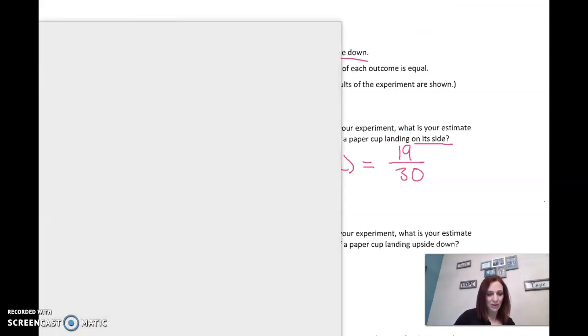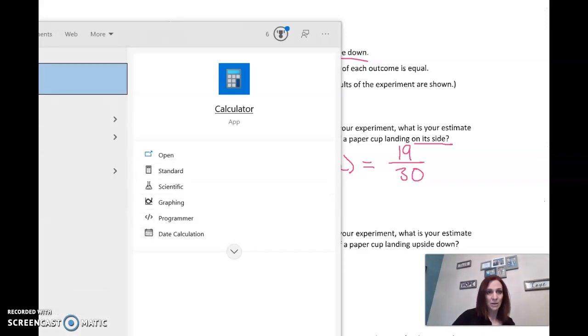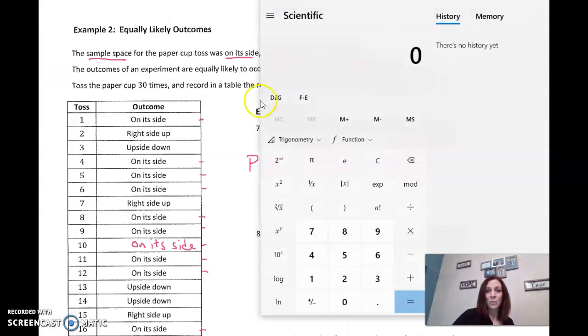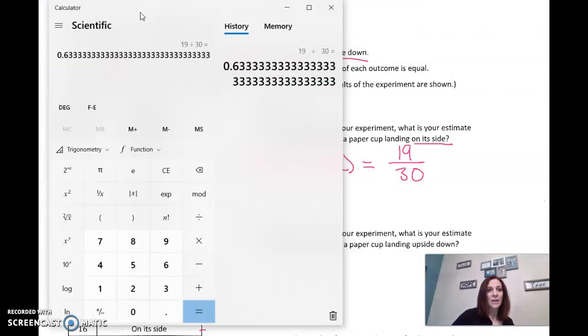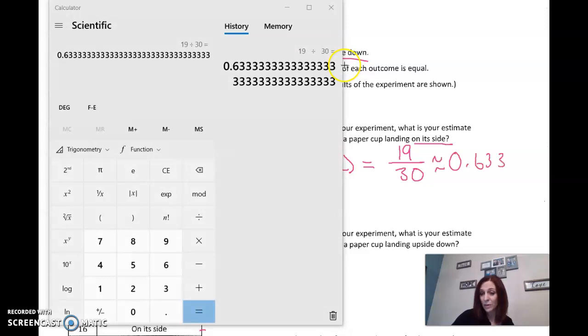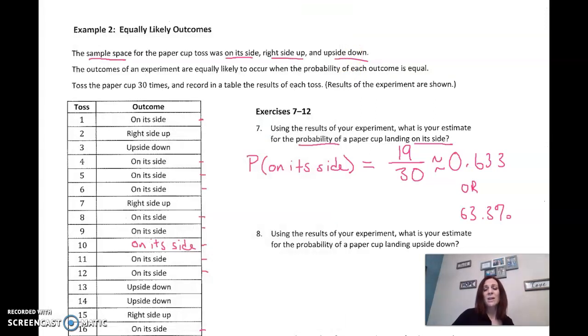I don't think I have my calculator up here. My calculator app. We can divide 19 divided by 30. Okay, and we get 0.63, right? So we can say it's approximately equal to 0.633 or 63.3%, something like that. Okay? So probability of any of these ways is all right. So that's the probability that it's going to land on its side.